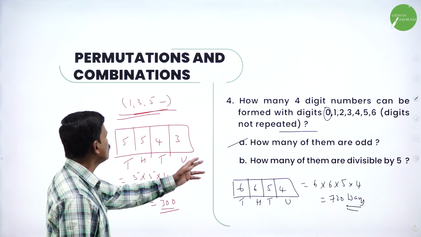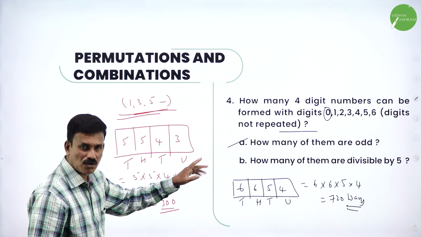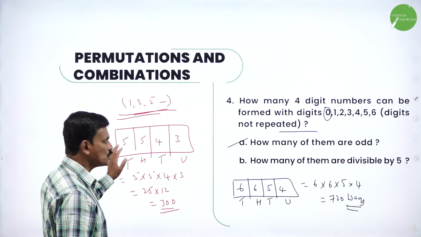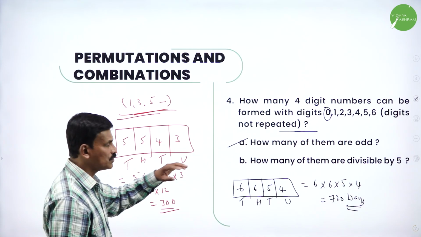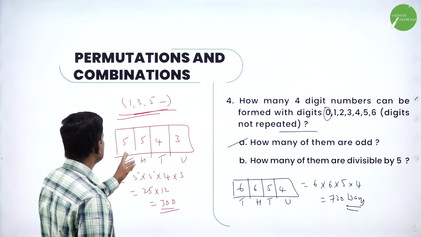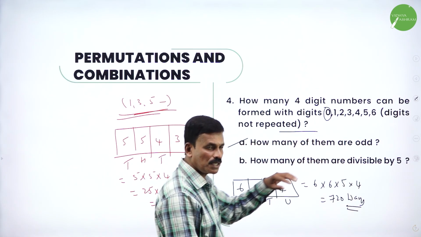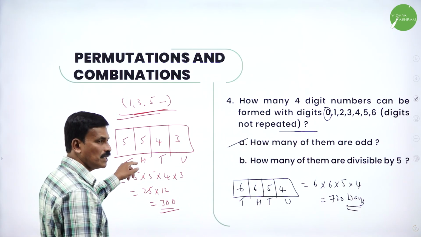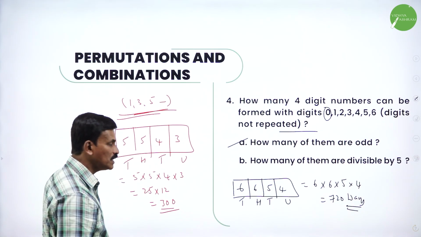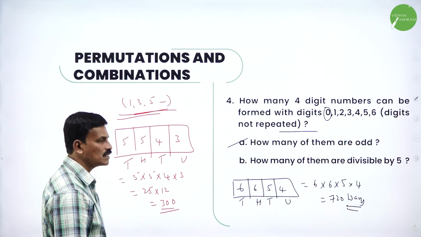See here, very simple. How many of them are odd? The unit place can be filled by the 3 odd numbers, and then the remaining places are 10th, 100 and 1000. In the 1000 place we cannot put 0, so it can be filled by the remaining 5 numbers. In the 100 and 10th places we can include 0 also. So the 100 place can be filled by 5 and the 10th place by the remaining 4. So the required permutation is 5 into 5 into 4 into 3, that is 300.